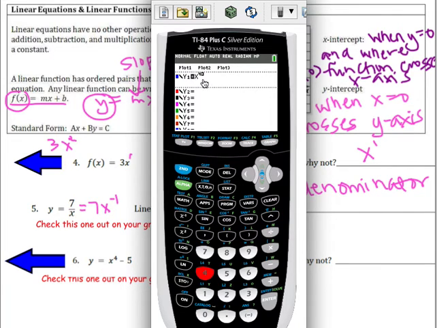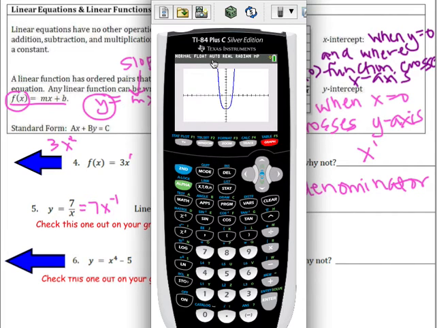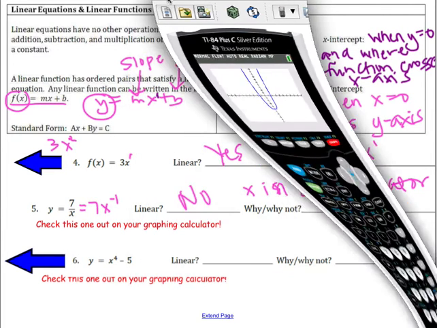And if you have a calculator like mine, to get out of there, you have to arrow over. Now it'll get you out of the exponent. Minus 5. And then I'm going to go ahead and hit graph. Once again, does this one look linear? Does it look like it has a straight line? No, it does not. It looks like a parabola. So no, this is not linear.